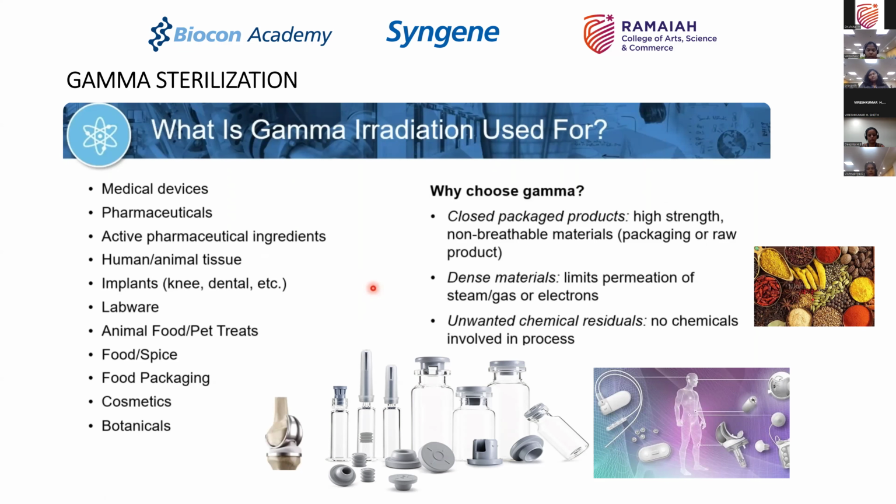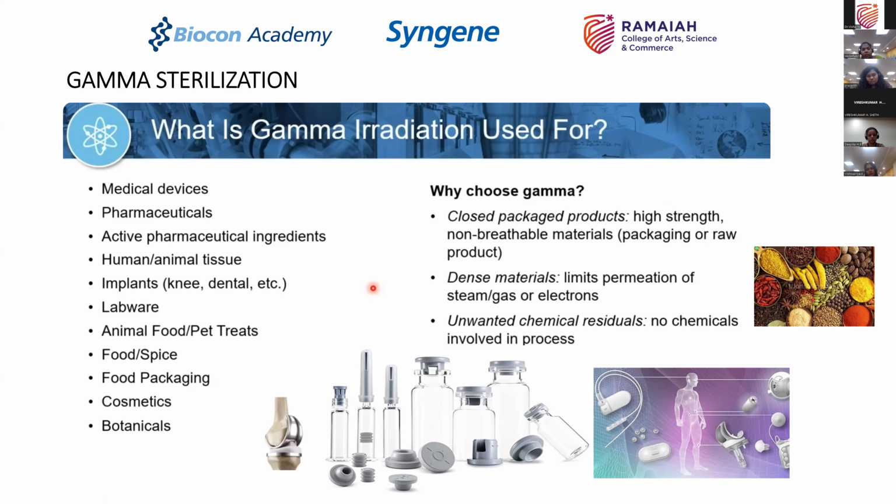Dense materials limit permeation of steam or gas or electrons, and therefore you use gamma irradiation, and there are no unwanted chemical residues. No chemicals are involved in the process. The biggest advantage of using gamma irradiation as compared to gaseous sterilization mechanisms is that it does not have any chemicals involved. So there is no residue which is left. There are no unwanted chemicals which are left.